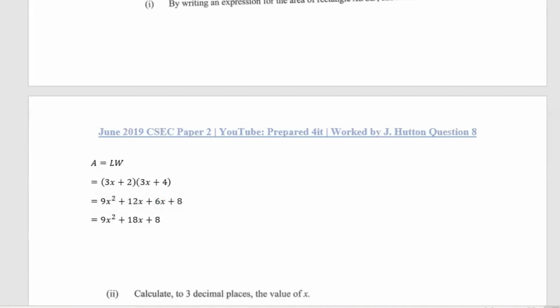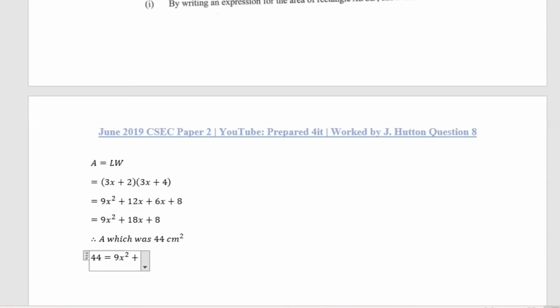So therefore, what we know is that the area which they gave us up top of the big triangle was 44. So therefore, the area, which was 44 centimeters squared, would be equal to 44 is equal to 9x squared plus 18x plus 8.